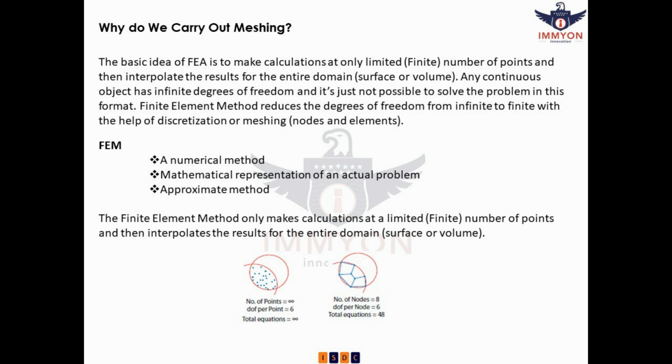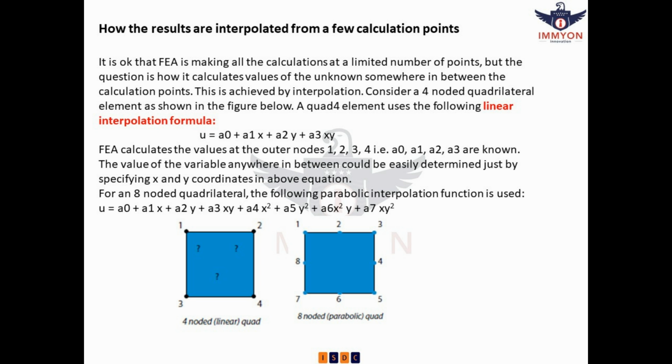You can observe in the first circle, it has an infinite number of points which leads to high calculation time, whereas the second one has only 8 points, due to which the calculation time reduces. How are the results interpolated from a few calculation points? It is okay that FEA is making all the calculations at a limited number of points, but the question is, how it calculates values of the unknown somewhere in between the calculation points. This is achieved by interpolation.